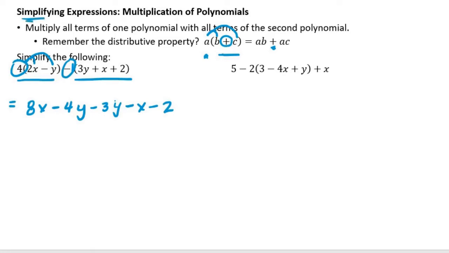Because we're asked to simplify these expressions, it's implicit that we're now going to collect any like or similar terms. How many terms with x's do we have? We've got 8x and negative x. 8 minus 1 is 7, so we have 7x. And we have negative 4y and negative 3y. Negative 4 minus 3 is negative 7, so negative 7y. And finally, negative 2.